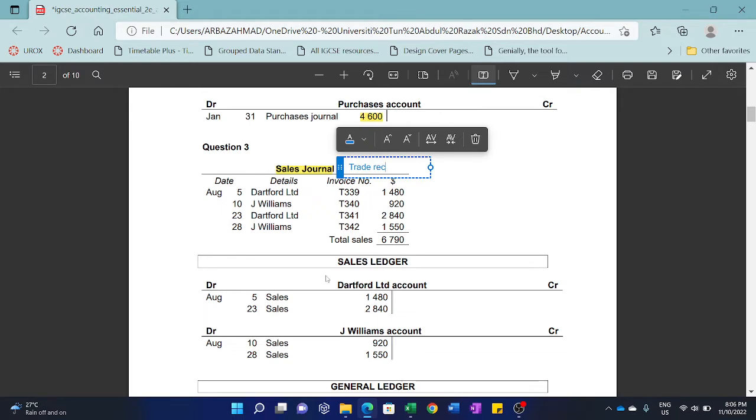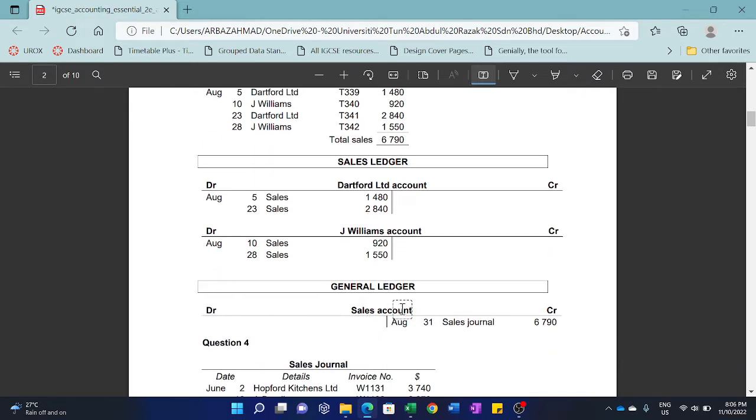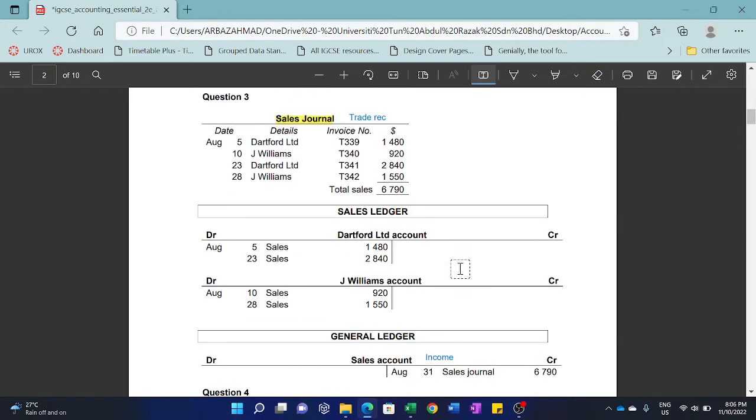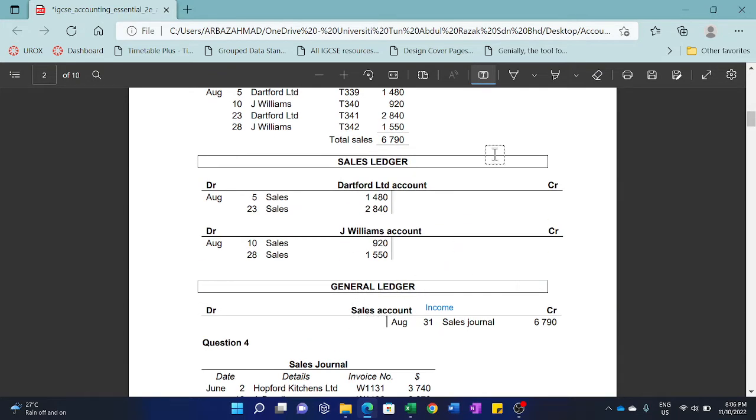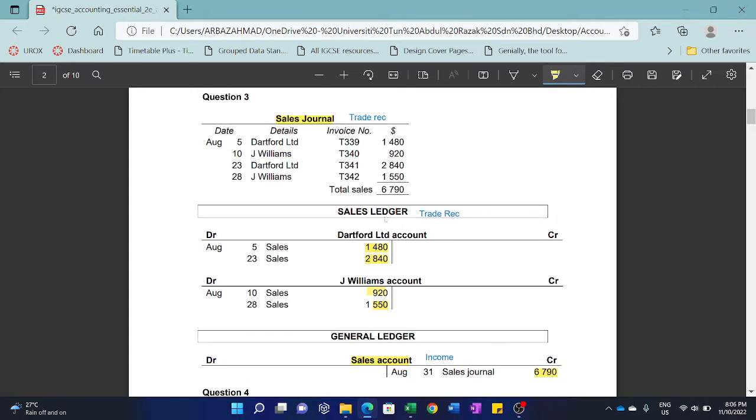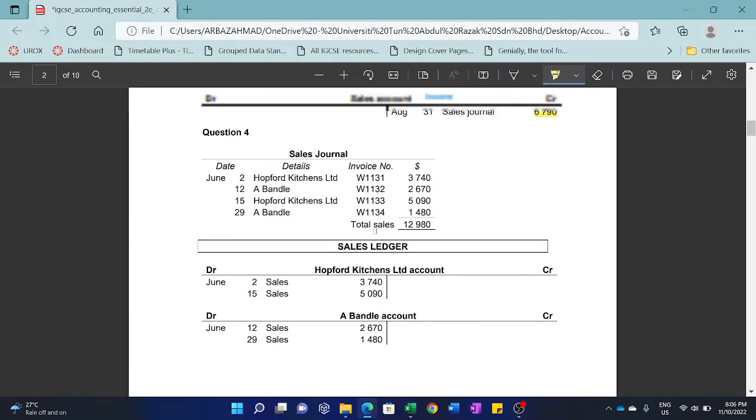Trade receivables, and if you look at the sales account, this will be treated as income. Now remember, the sales account falls under the general ledger, but the sales ledger will have trade receivables. So trade receivables are assets, so that's why they should all be debit, and the total again we have here is credit. Just check back your answer.